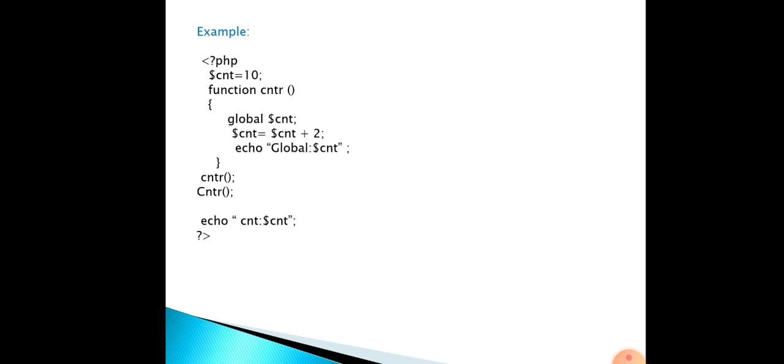The example is: PHP, $cnt is equal to 10, function count, global $cnt, $cnt is equal to $cnt plus 2, echo global $cnt, and then call the function 2 times and echo the global value.